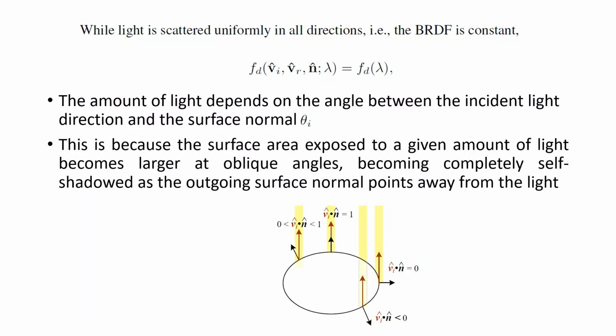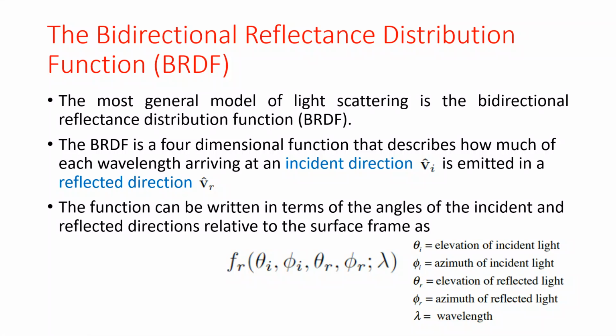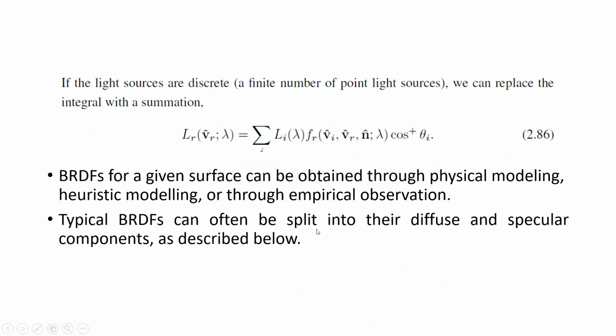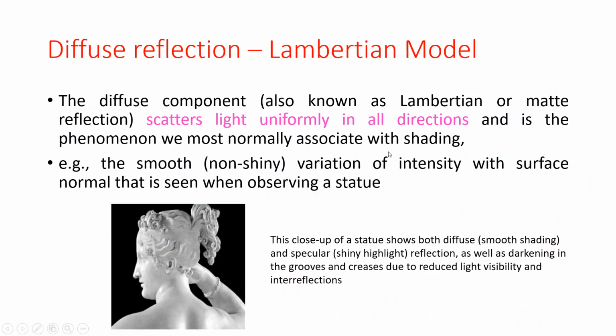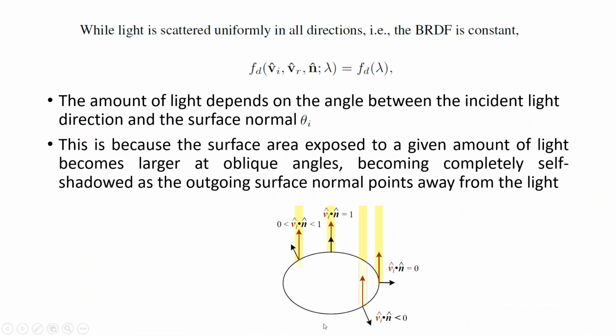We have earlier seen the BRDF function, how the BRDF function changes in an isotropic surface, and if the light is continuous, we take an integral, and if the light is discrete, we take a summation. And we are seeing the diffuse reflection. Diffuse reflection is useful for determining the reflection in rough surfaces, and specular reflection will focus on smooth surfaces. So we have seen this diagram.